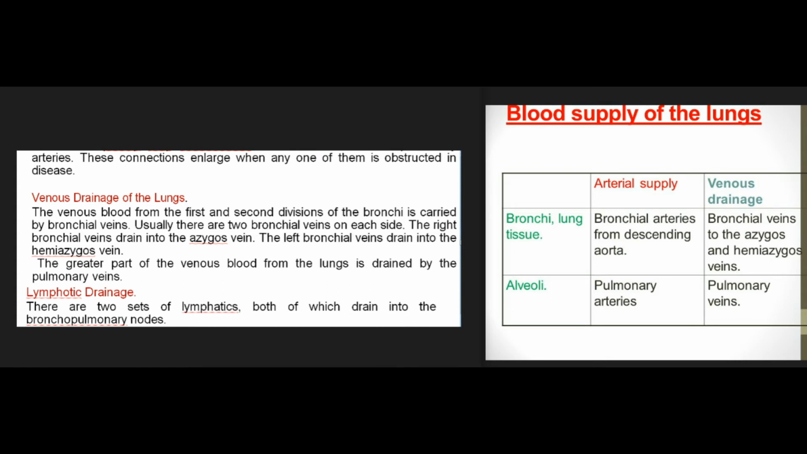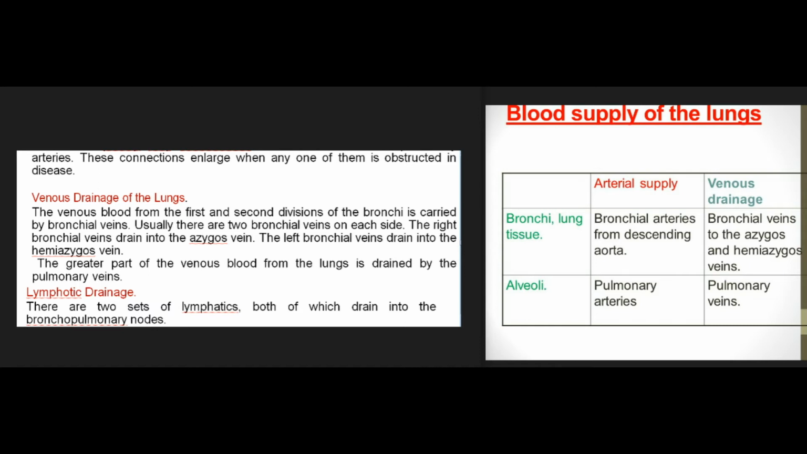Venous drainage of the lungs. The venous blood from the first and second divisions of the bronchi is carried by bronchial veins. Usually there are two bronchial veins on each side. The right bronchial veins drain into the azygos vein. The left bronchial veins drain into the hemiazygos vein. The greater part of the venous blood from the lungs is drained by the pulmonary veins.